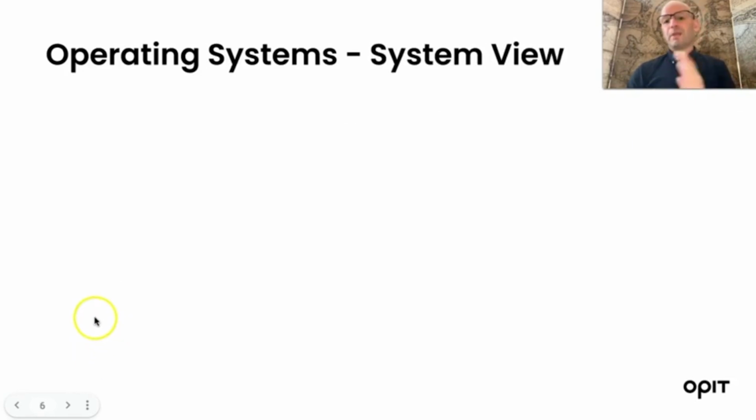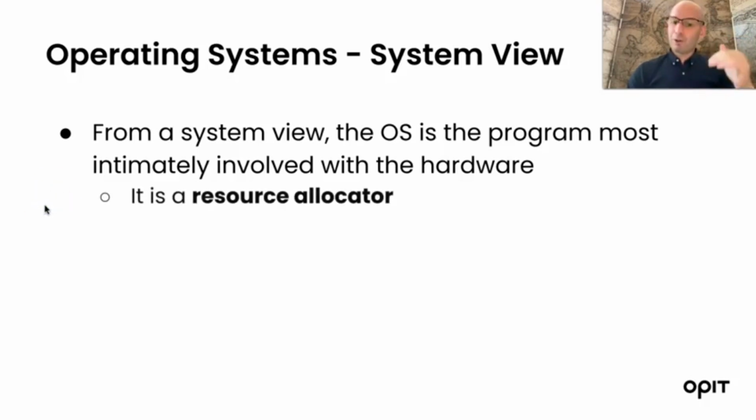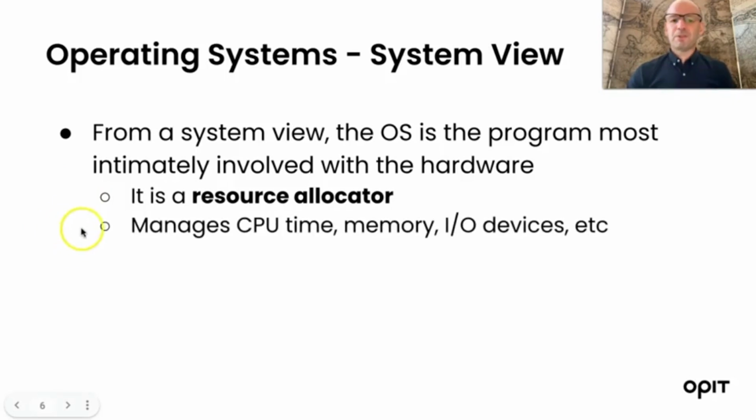So that's the user view. The other view then is the system view. So from a system view, the operating system is the program most intimately involved with the hardware. So if you're programming at the system view, you're not as much worried about the OS to the application, you're more worried about the OS to the hardware. So a little bit what we would call lower level. And so from a system perspective, the operating system is a resource allocator. So it decides which applications have access to which resources. So it manages CPU time, it manages memory access, it manages input and output devices and any other stuff related to hardware.